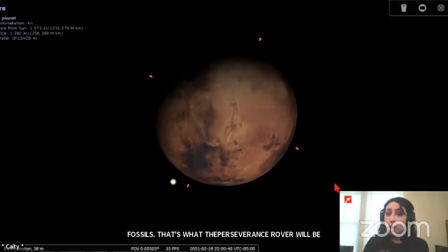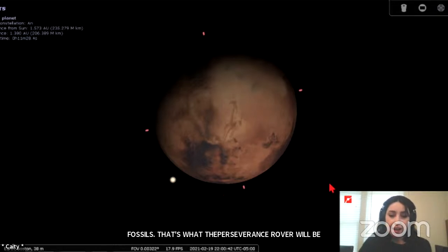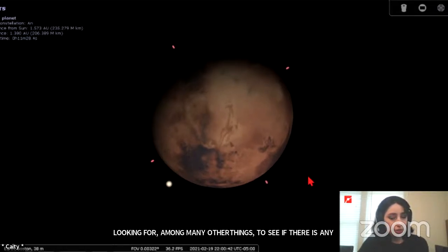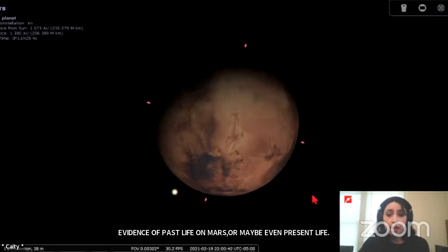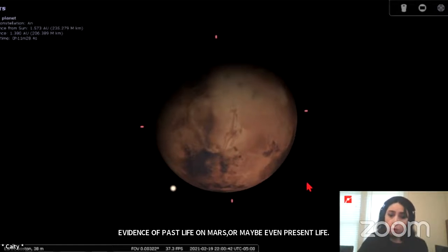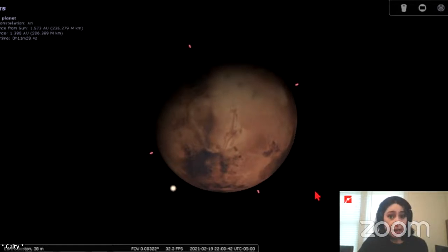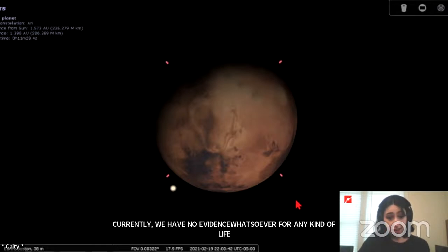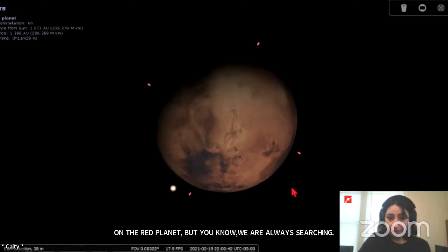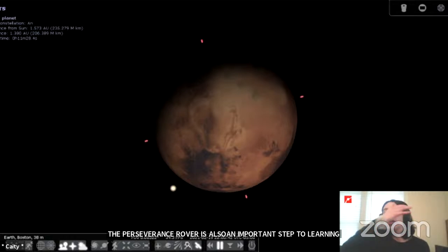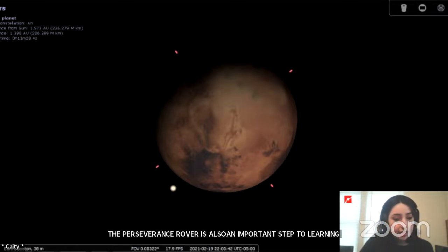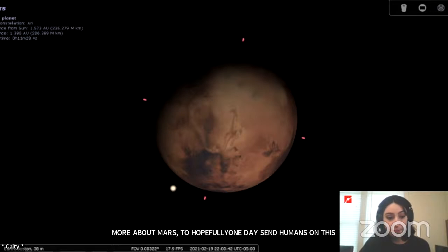Currently, we have no evidence whatsoever for any kind of life on the red planet, but you know, we are always searching. The Perseverance rover is also an important step to learning more about Mars, to hopefully one day send humans on this very, very long journey. So I do want to just show you, before we start talking about some constellations that we can see, some pictures from the Perseverance rover that have already come back.